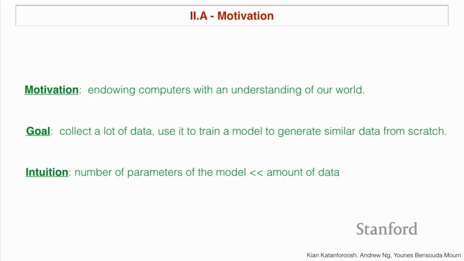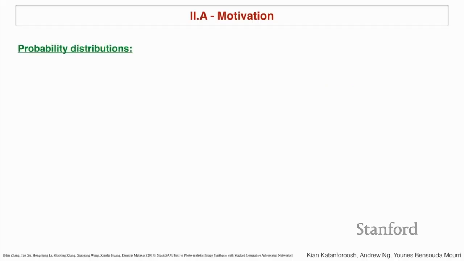And finally, the number of parameters of the model is smaller than the amount of data. We already talked about that. And this is the intuition behind why a generative network can exist. It's because there is too much data in the world. Any images count as data for a generative network, and there are not enough parameters to mimic this data. The network needs to understand the salient features of the data set because it doesn't have enough parameters to overfit everything. So let's talk about probability distributions.